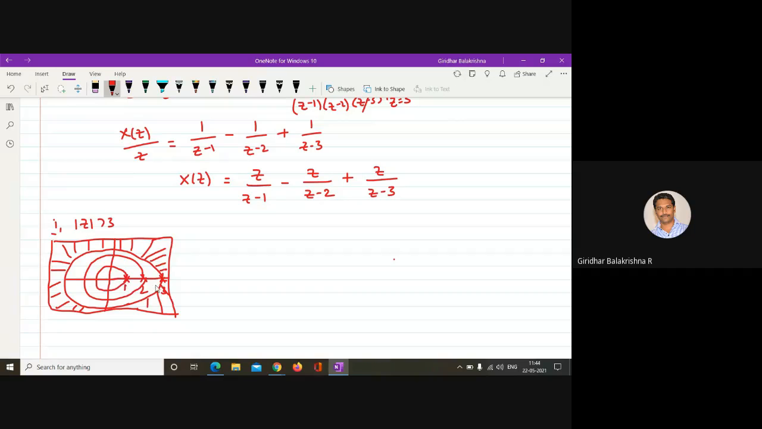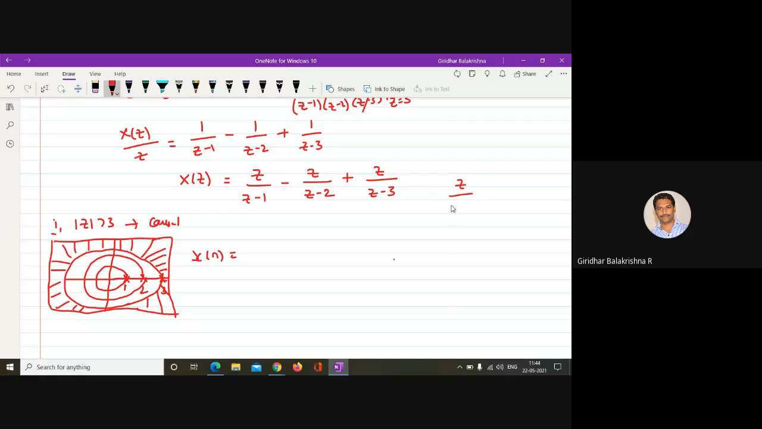For all the 3 poles, ROC lies exterior. Therefore, the system is which system? Causal, sir. Causal system. Therefore, for causal system, apply inverse Z transform. X of n equal to what is Z by Z minus 1? Inverse Z transform. Causal system.